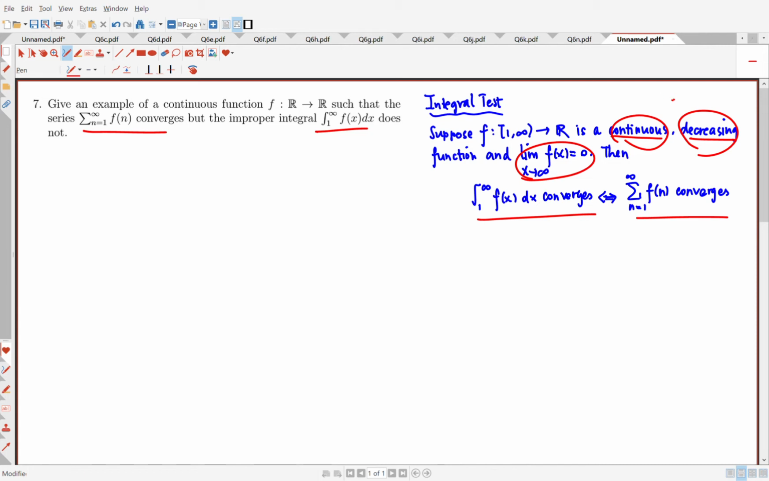So we need to violate either this or maybe this, right? So we just need to give a function that is continuous, but it is not a decreasing function, right? So maybe, for example, we can have f(x) is equal to what?